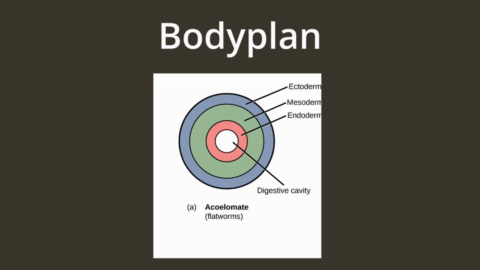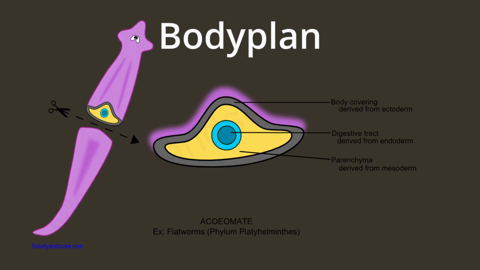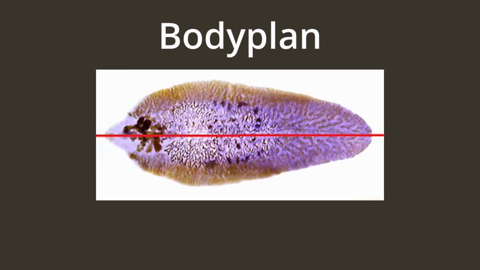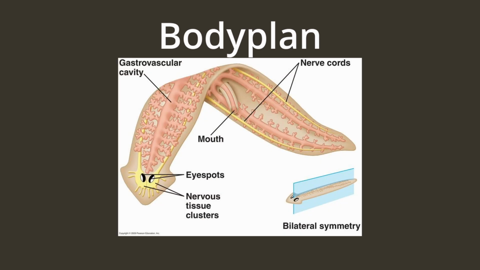Flatworms are triploblastic. They have three embryonic layers: ectoderm, mesoderm, and endoderm, just like us. But unlike us, they're acoelomate. There's no body cavity. Their organs are embedded in a solid tissue called parenchyma. They're also bilaterally symmetrical, meaning they have a head and a tail, left and right sides, which is a huge evolutionary innovation.